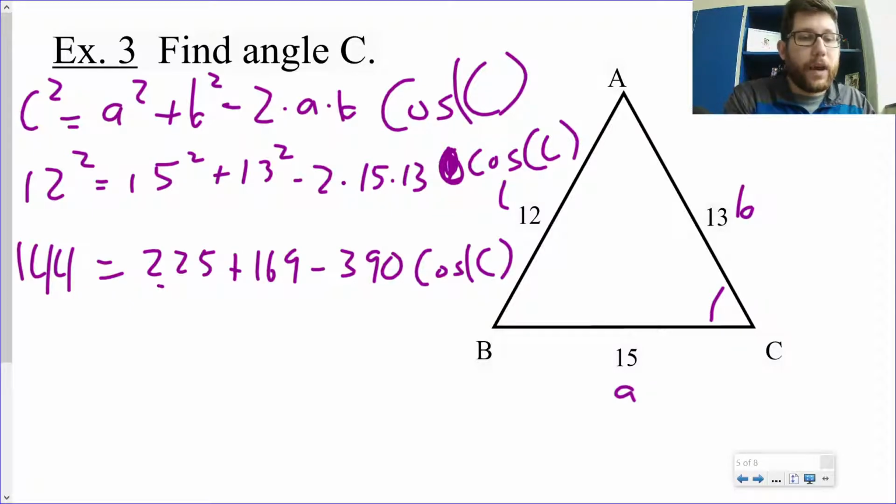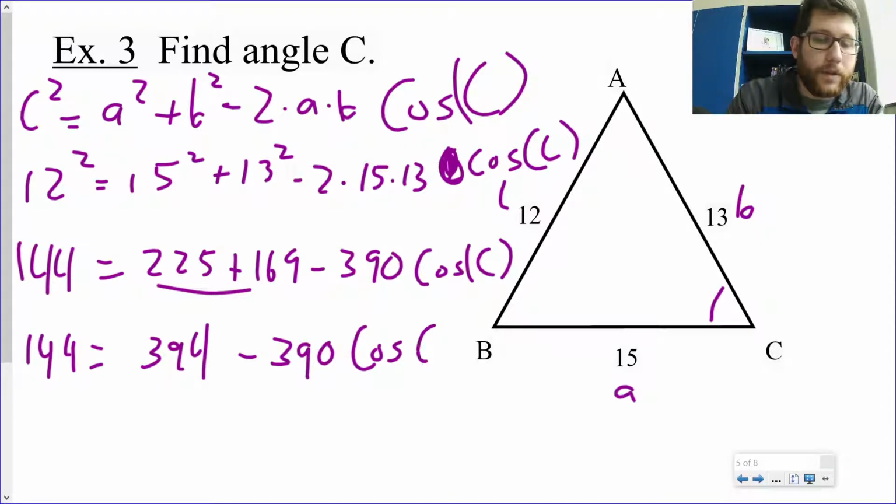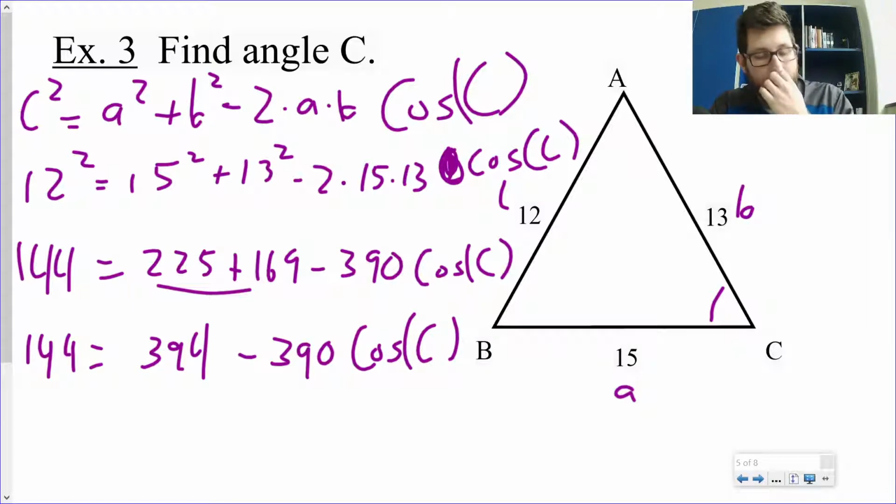Now, let's go ahead and combine these two. So 225 plus 169. In this case, we do need to take this step by step. So I got 144 is equal to 394 minus 390 cosine of C. What we need to do is get the cosine C by itself and then take cosine inverse. So once again, we cannot do 394 minus 390. You're going to get the wrong answer. It's not going to make any sense.